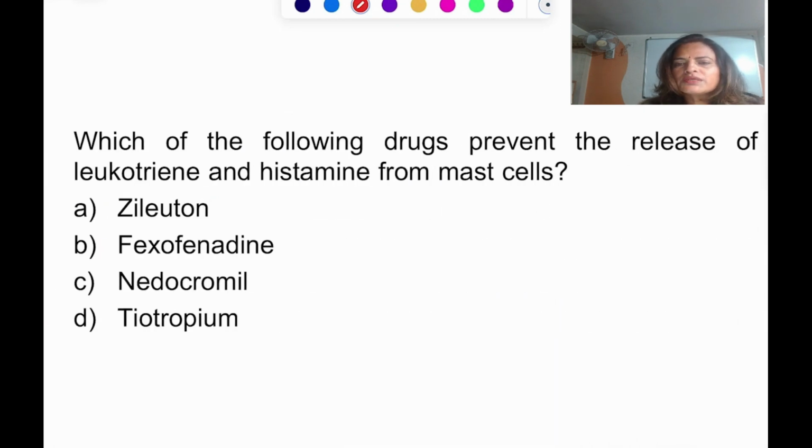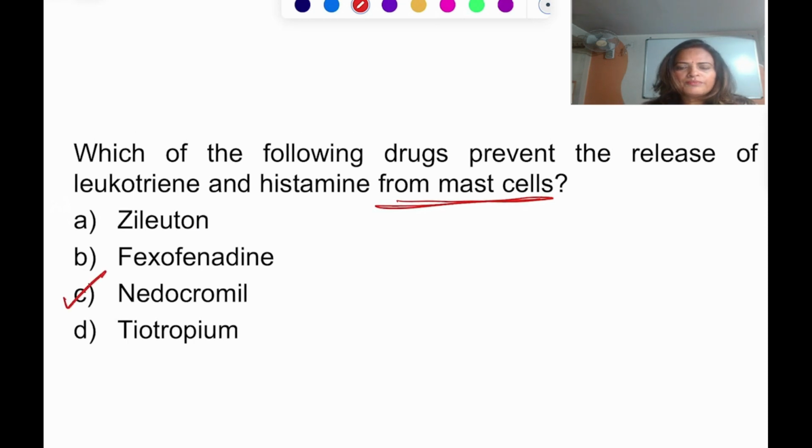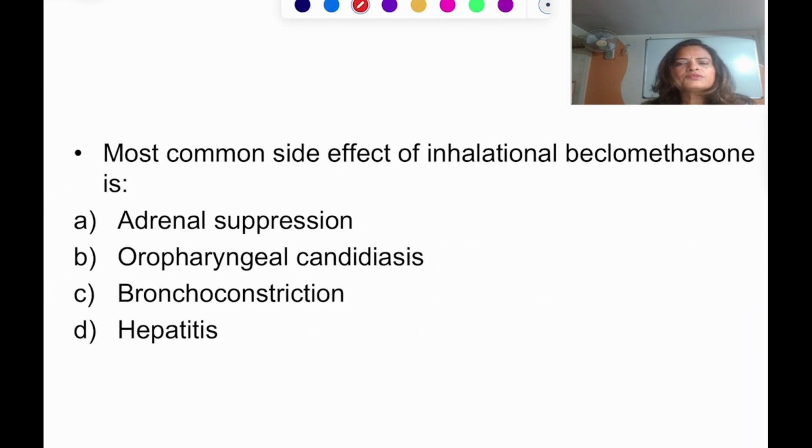Now which of the following drugs prevents the release of leukotriene and histamine from the mast cell, causing stabilization of the mast cell membrane or inhibiting degranulation? We know it is a mast cell stabilizing agent. We have three: sodium cromoglycate, nedocromil, and ketotifen. So here the right choice is nedocromil.